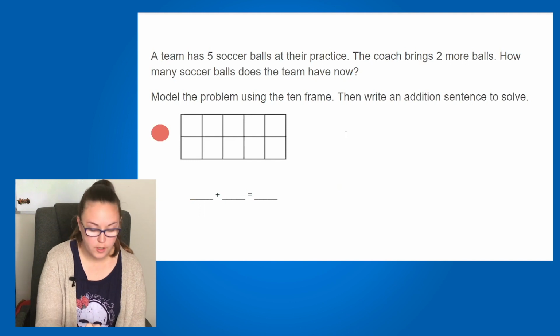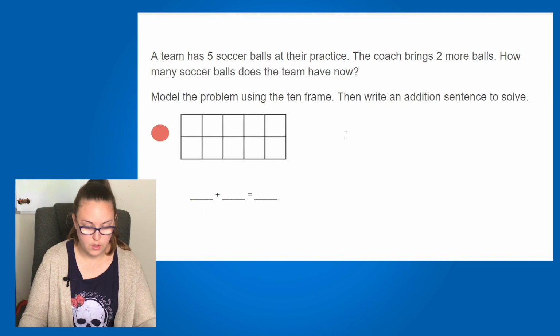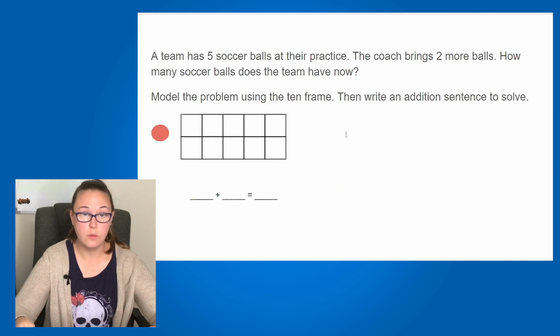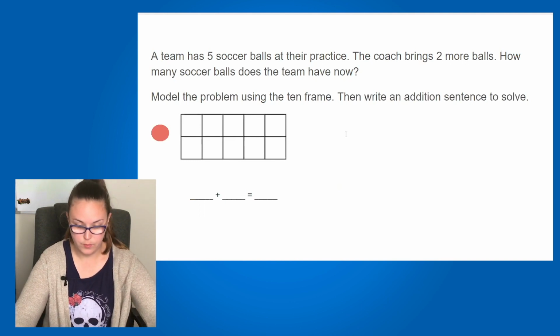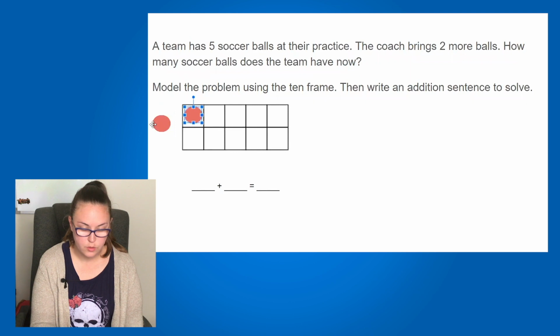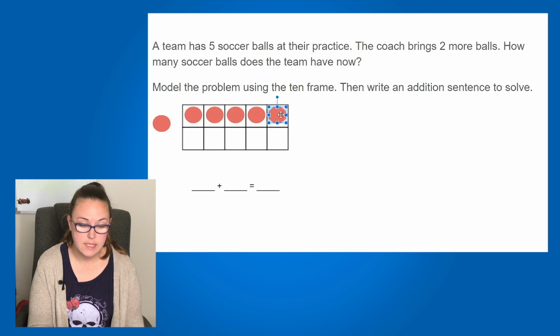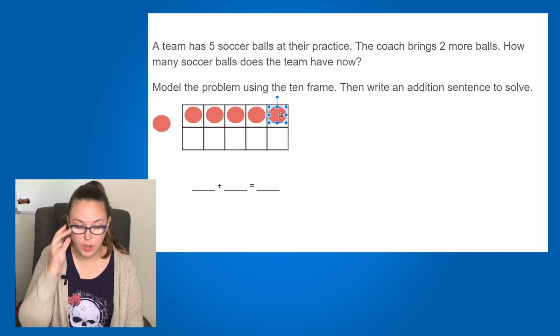Remember, on our 10 frame, we can add 1 counter to the 10 frame as we count in order to organize our information. Let's do that now. So here's 1 counter, 2, 3, 4, 5. So that's modeling the first sentence. A team has 5 soccer balls at their practice.